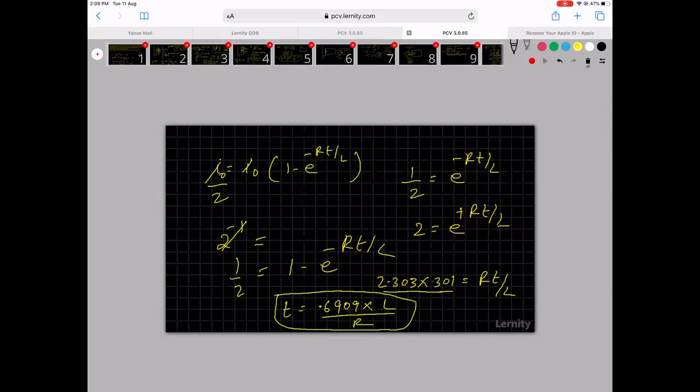So I is equal to I0 into 1 minus e power minus RT by L. I is equal to I0 by 2. So I wrote this, then I rearranged it. I took this side, this side I got half, then I made reciprocal. So minus became plus. Then I took log, I remember my values for log 10. So I just substitute it and I get my answer.